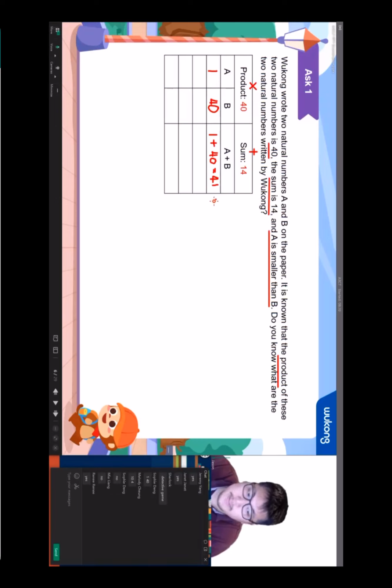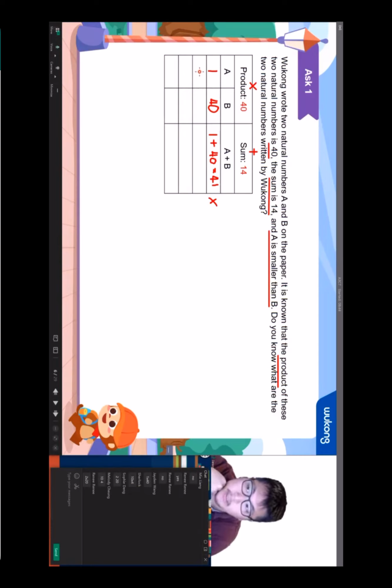It's 41, so no. Now, what's the next 2 numbers that I should try? Exactly, guys. You need to start with the small number first. Don't skip and jump. Otherwise, you'll miss out on a few important numbers. You never know, you could have multiple answers, guys.